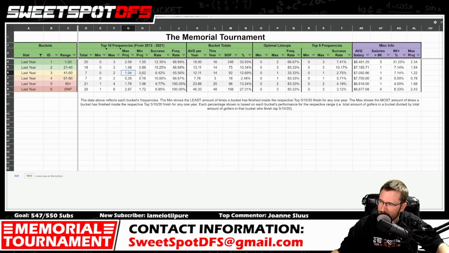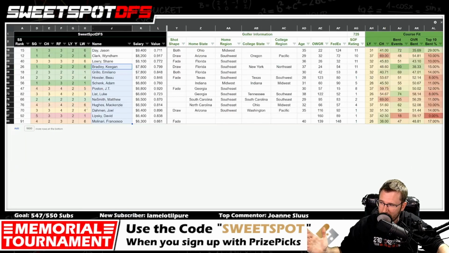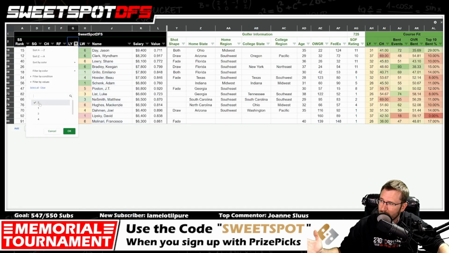The next bucket is 0 to 2. Those are last year 3s, that 40 to 60 range. Very similar, like everything that I just said about the last year 2 bucket, you could apply here for the last year 3 bucket. Let's see what golfers we have here.